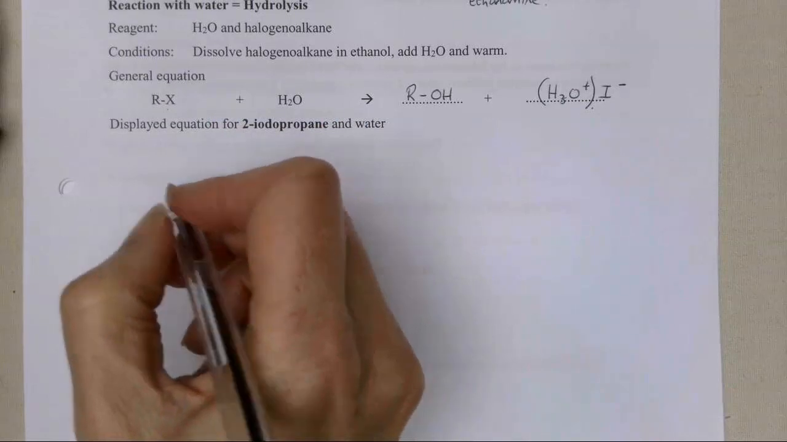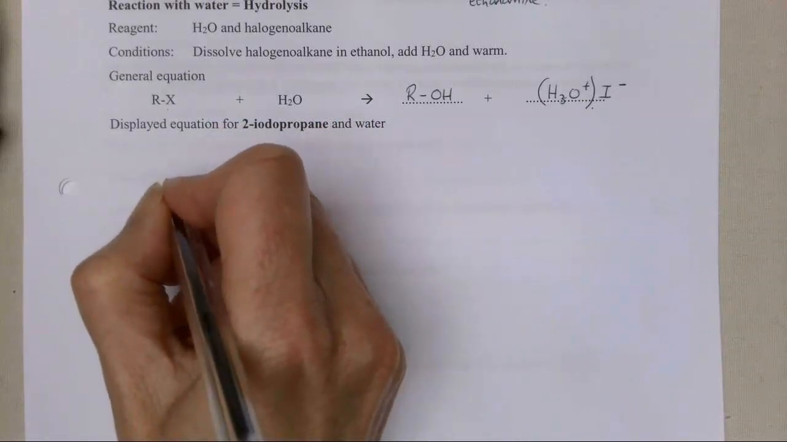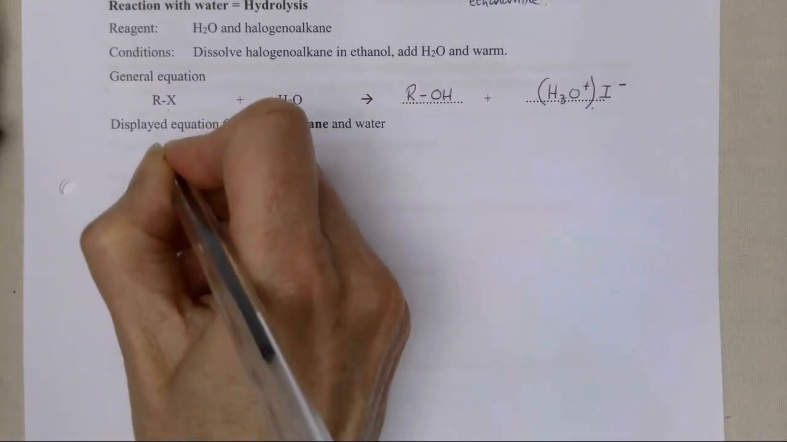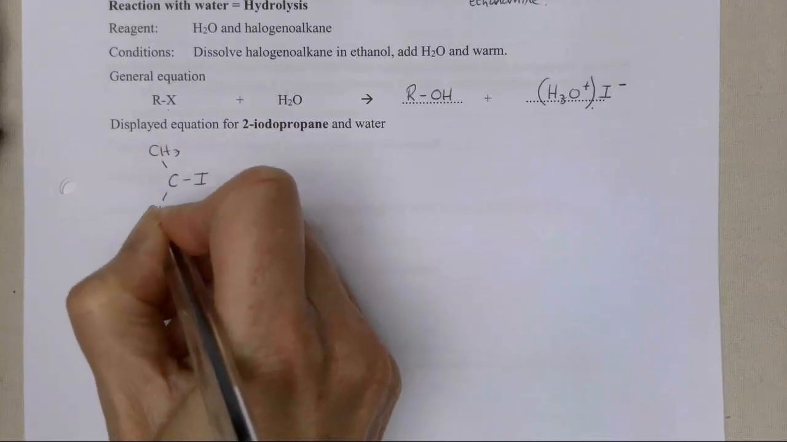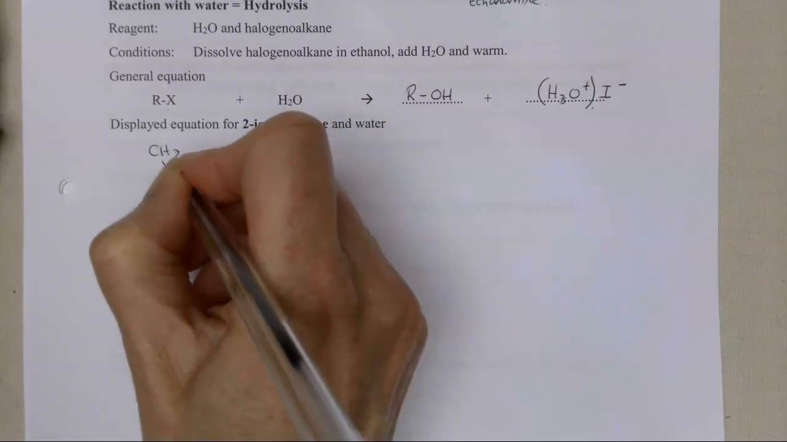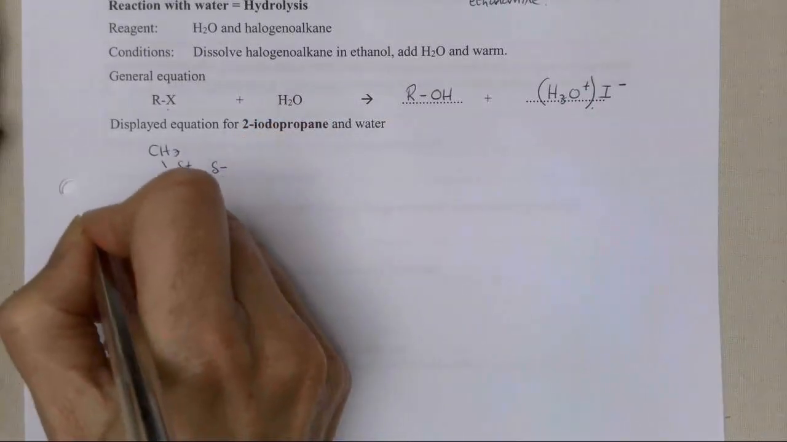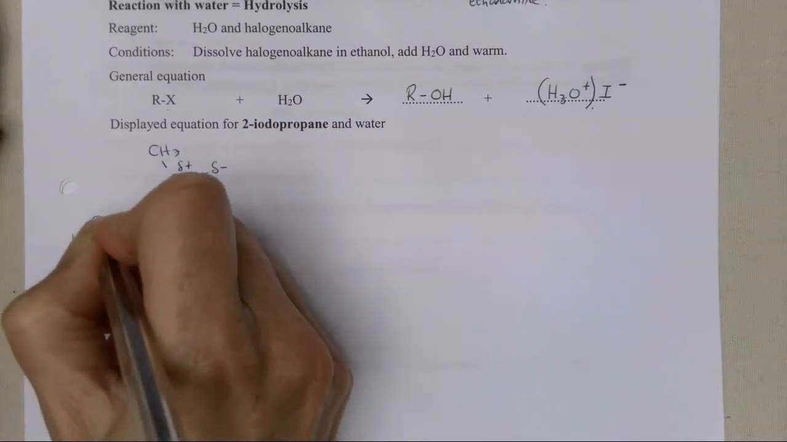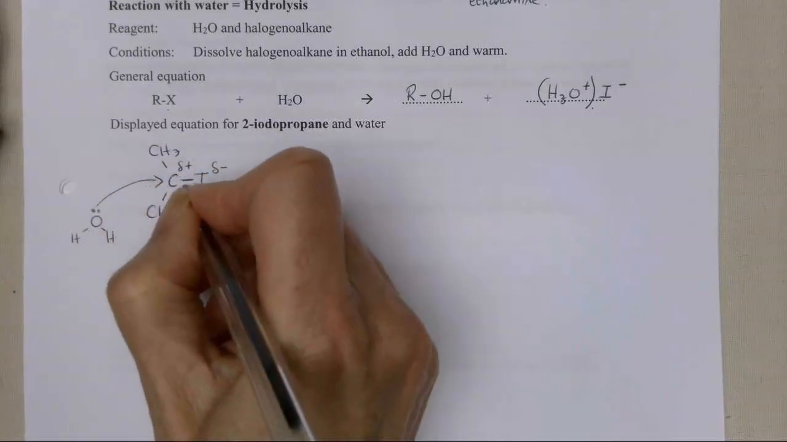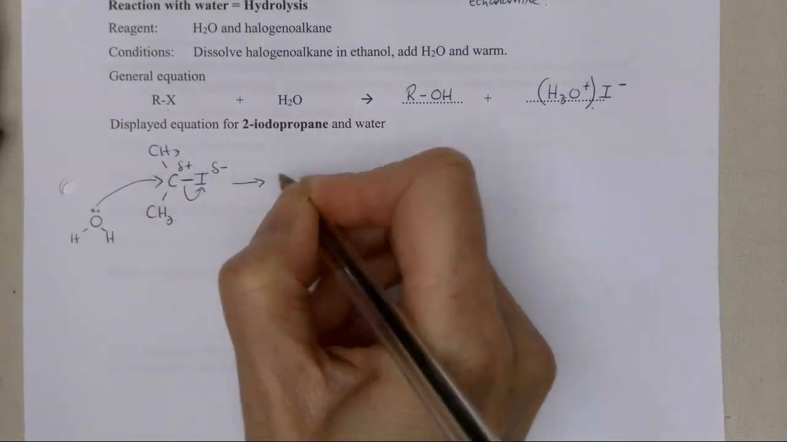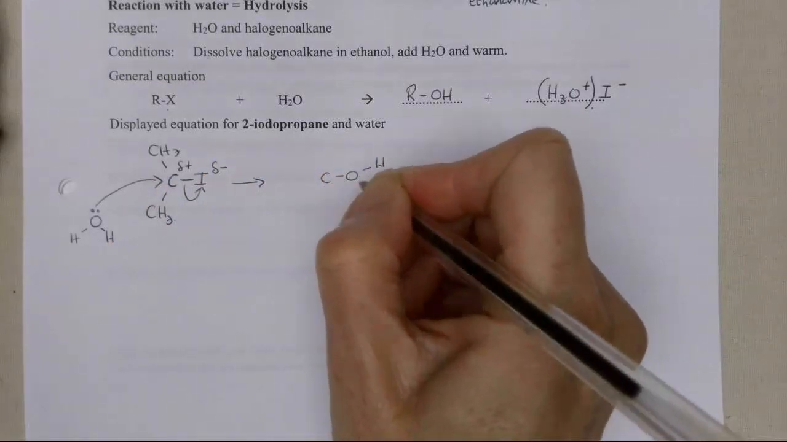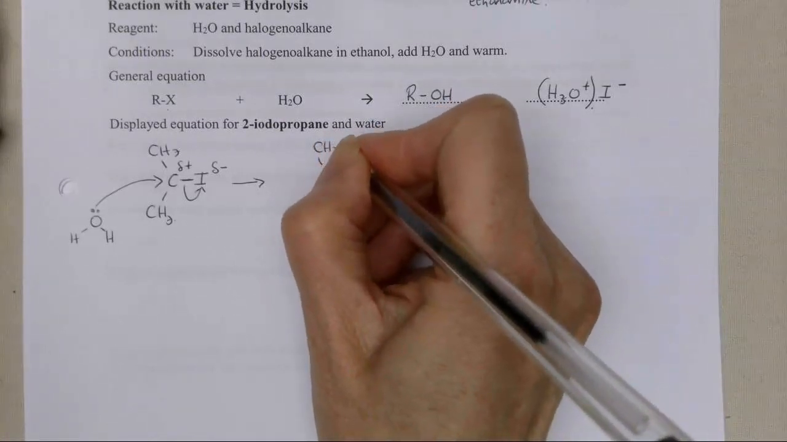So again, looking at this reaction, I've got my propane. I'm going to put the I there, CH3, just keeping these bits out of the way, CH3, and I've got this bond here, delta negative, delta positive. The water molecule has a lone pair on the oxygen, which pushes in, pushes out, and I get this. Again, I've got the same problem that I had before.